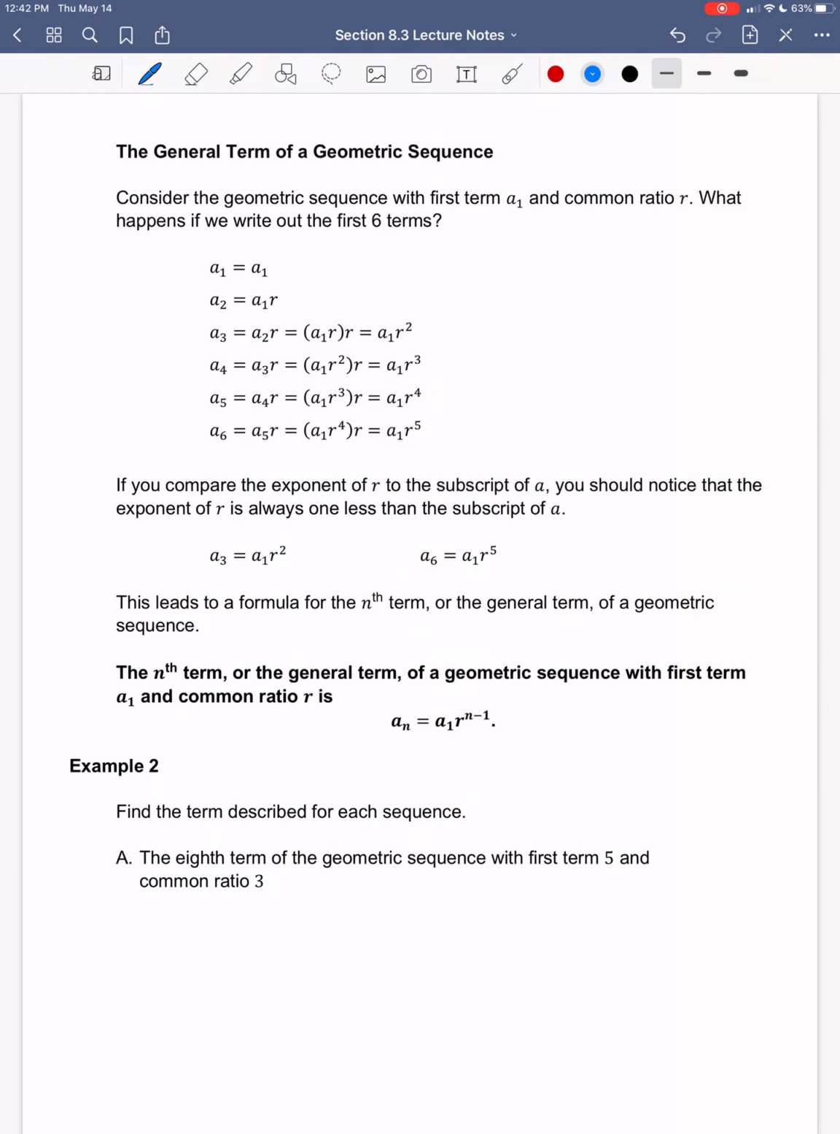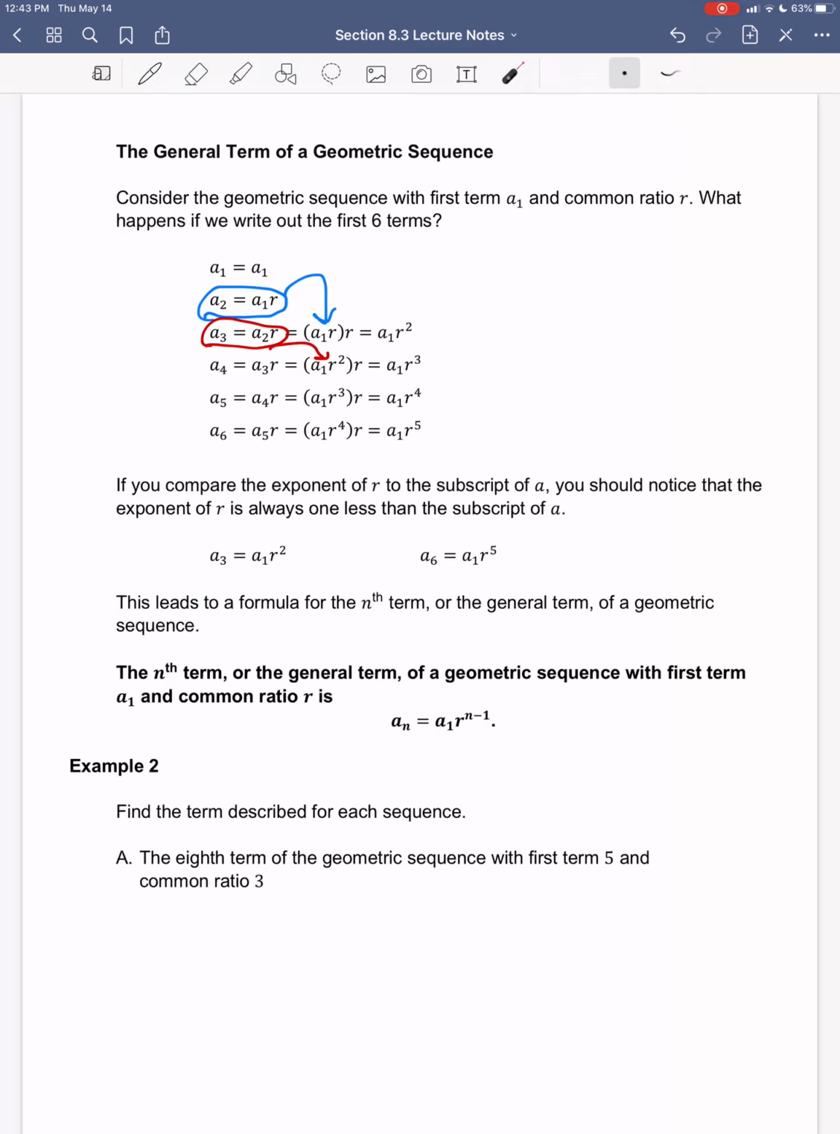So let's say we have a geometric sequence. We start with first term a1. We have a common ratio r. So a1 is just a1. A sub 2 would be a sub 1 times r. A sub 3, the third term, would be the second term times r. But the second term is a sub 1 times r, so that goes in here. And then the third term is a sub 2 times r. That goes in here.